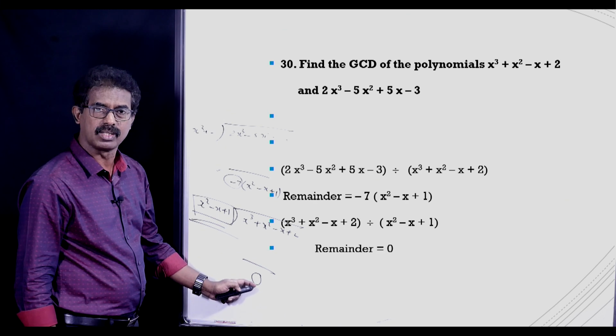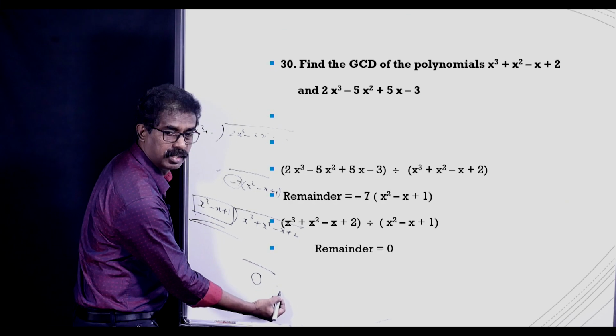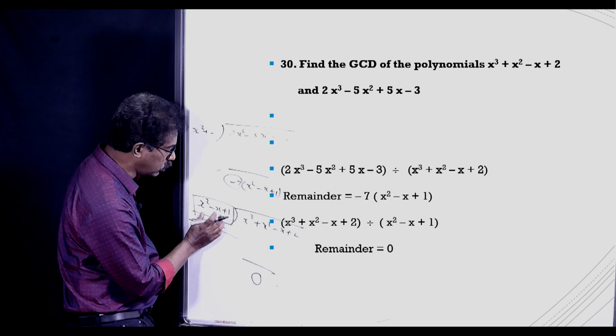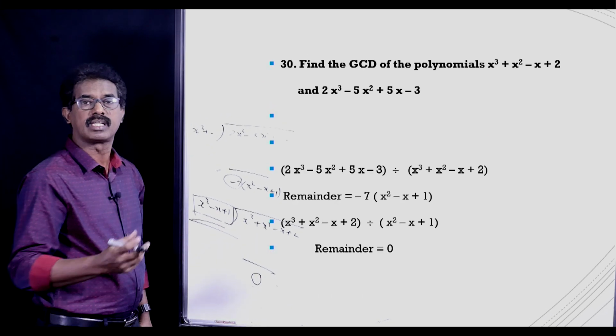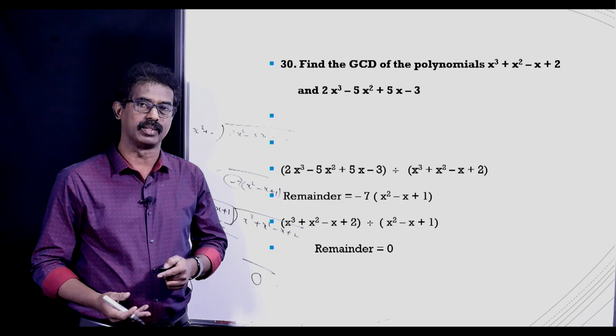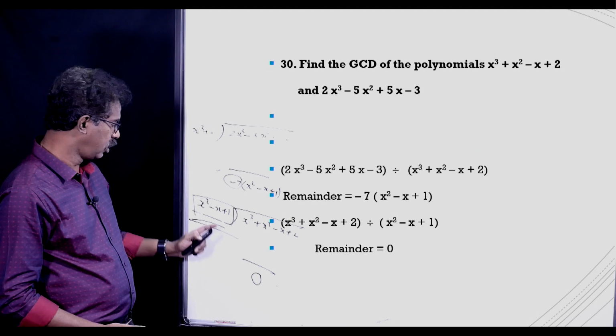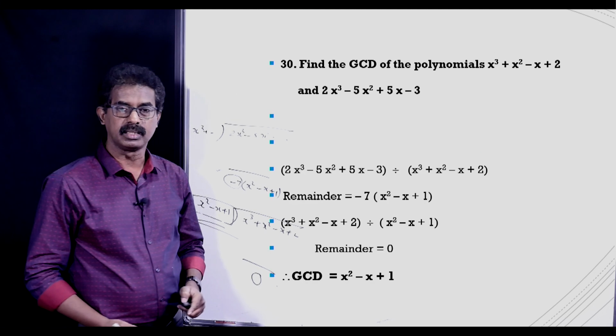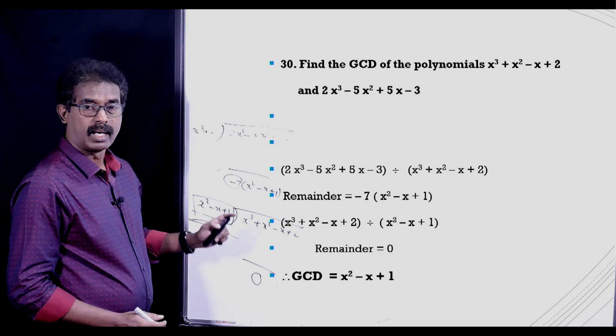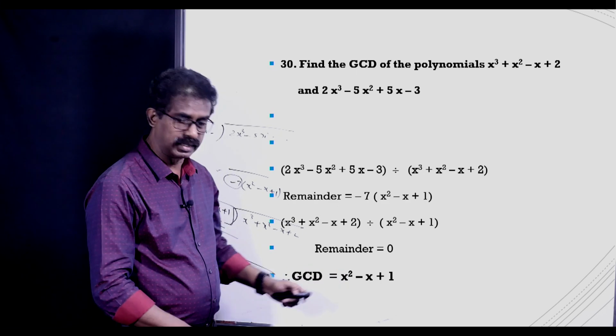Suppose the remainder is not 0, you get some other number, x minus 1. This one you take inside, and you divide it by the remainder. Till you get 0, you keep on dividing. But here you are getting 0 as a remainder, so this is the GCD. So what is the GCD here? x square minus x plus 1 is the answer.